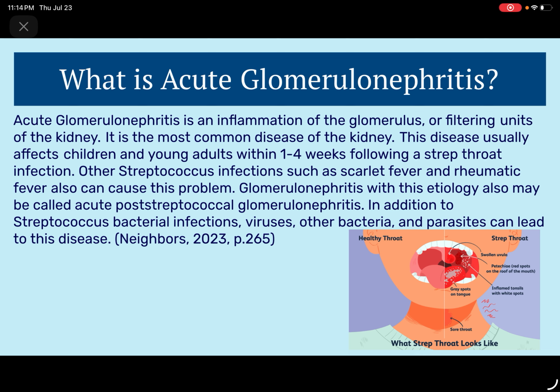Acute glomerulonephritis is an inflammation of the glomeruli, which are the tiny filtering units inside the kidney, and their job is to remove waste and extra fluid from the blood while keeping important substances like blood cells and protein in the bloodstream. And when these filters become inflamed, they can't do their normal job, which is to remove waste and extra fluid from the blood.